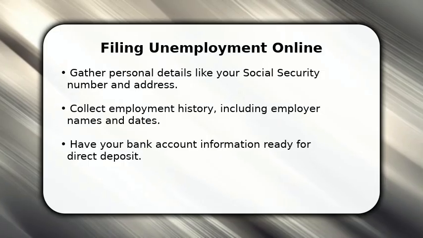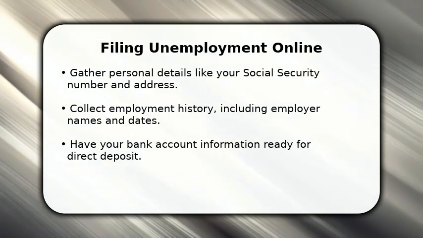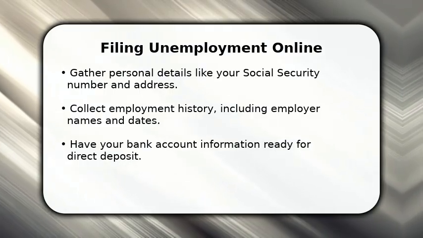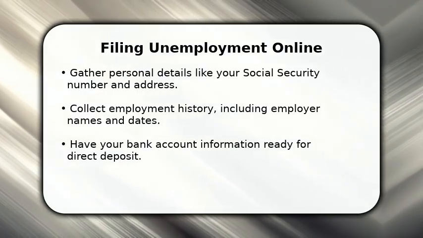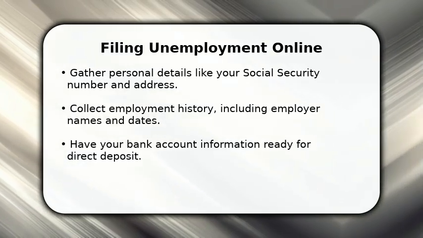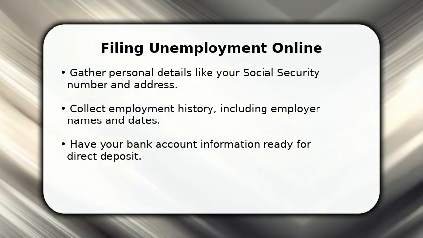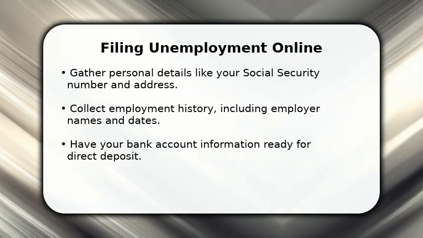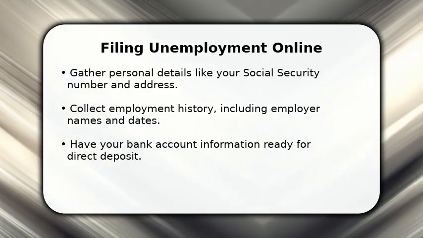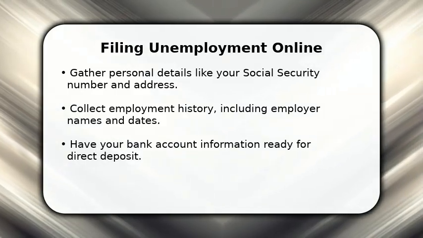In this video, I will explain how to file an unemployment claim online. First, ensure you have all necessary personal information, including your social security number and current address. Next, gather your complete employment history, detailing employer names, addresses, and dates of employment for the past 18 months. Finally, have your bank account and routing numbers prepared for direct deposit, which is the quickest way to receive benefits.